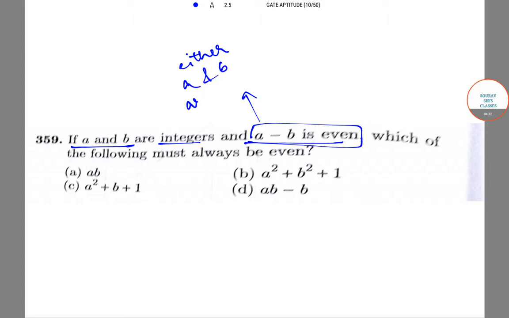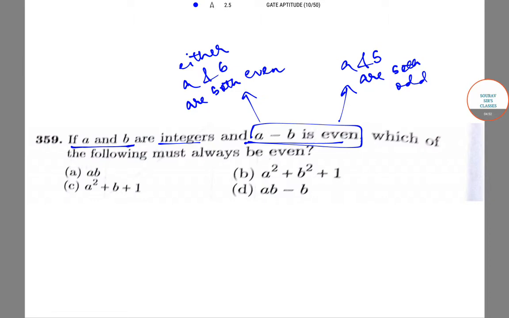The next question is, if A and B are integers and A minus B is even, then which of the following must always be even? Now, if A minus B is even, it means that either A and B are both even or A and B are both odd.